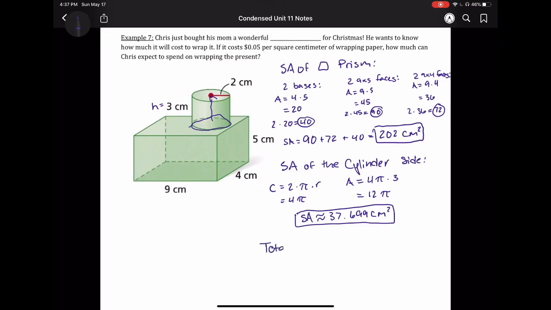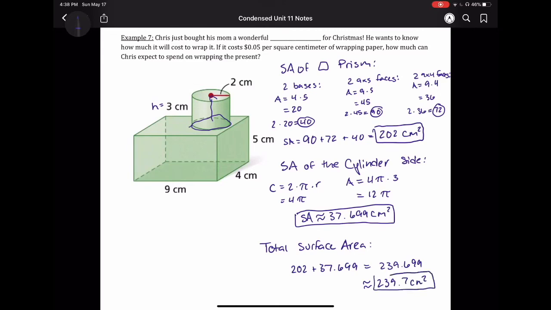So my total surface area is equal to 202 plus 37.699. When I add those together, that gives me 239.699. And we are going to go ahead and say that that is approximately 239.7 centimeters squared. We're just going to use that one decimal point on this one.